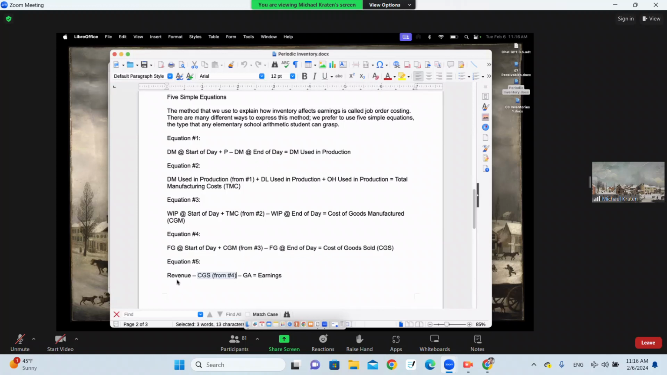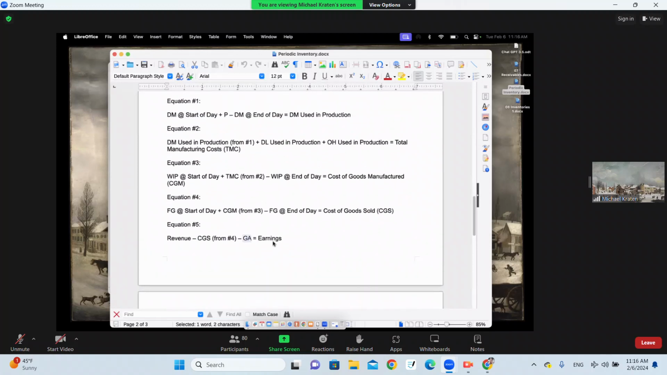And again, that number comes from the previous equation. Each equation builds on the previous one. Revenue minus expenses or cost equals earnings or net income. The only additional term, GA, stands for general and administrative expenses.